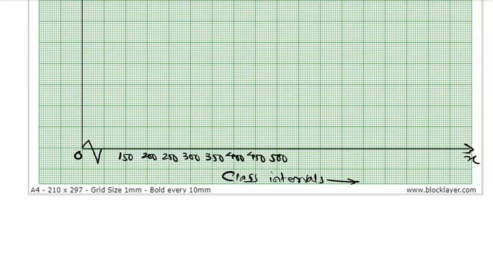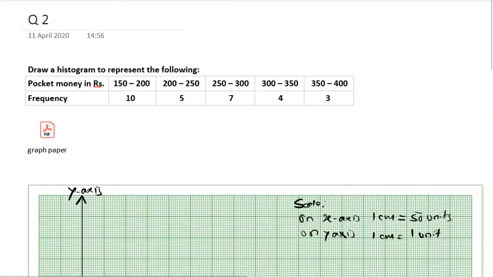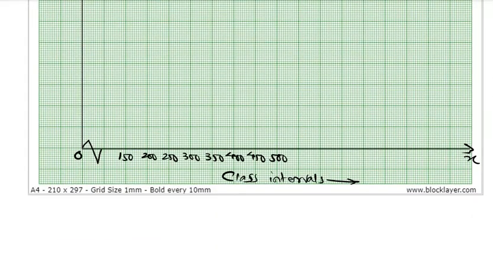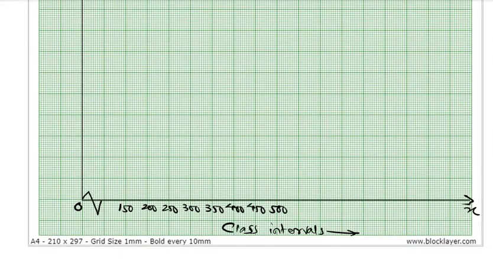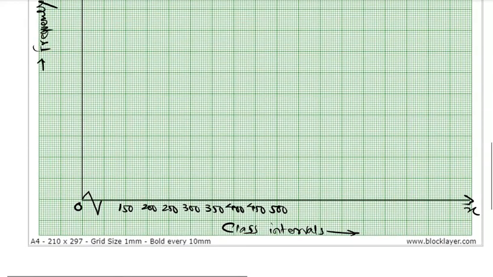Okay, so let me check the question. It is up to 400 only. Great. So I've written two more numbers extra. No problem. Now on the y-axis, 1 centimeter is 1 unit. So it's very simple. I'll just first write on the y-axis what I need to write. So here this way will be the frequency, right? So you should always mention what your x-axis and y-axis are.